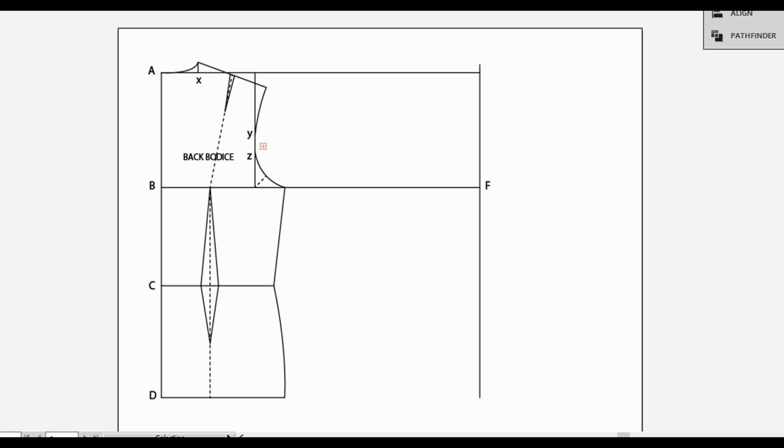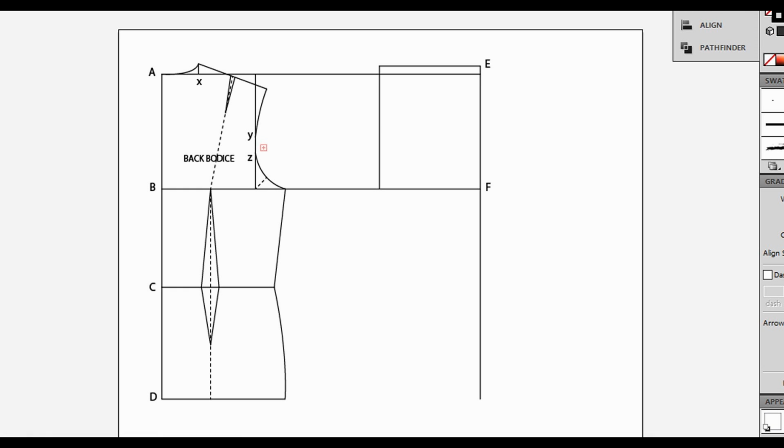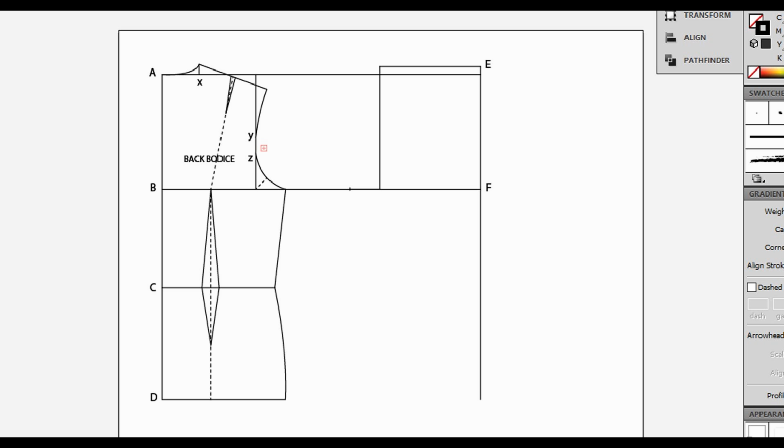Draw a horizontal line to the left. The length is 3 times 1/8 of half bust, plus 2.25 cm, and name it line E. Next, draw a straight line down from the tip of line E. Mark 5.7 cm from the tip of the line.